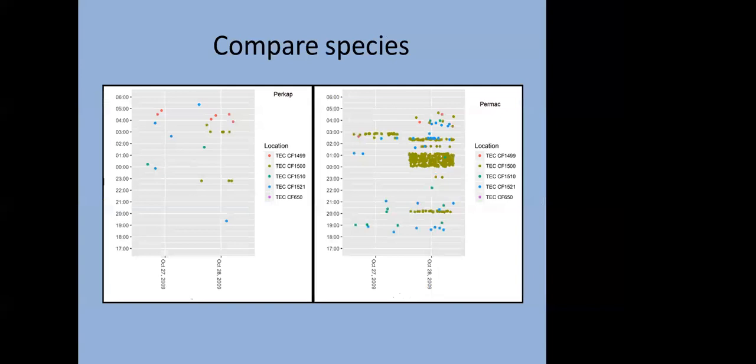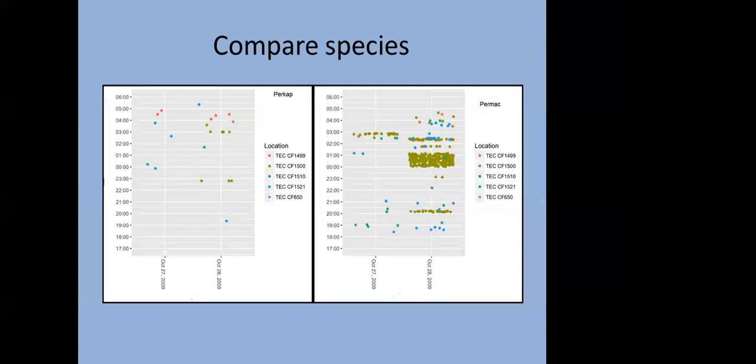But the other species in the same genus was active earlier in the evening, really active at the one location after midnight. So it gives you a way to determine how the bats are moving around in time and how they're using the habitat.